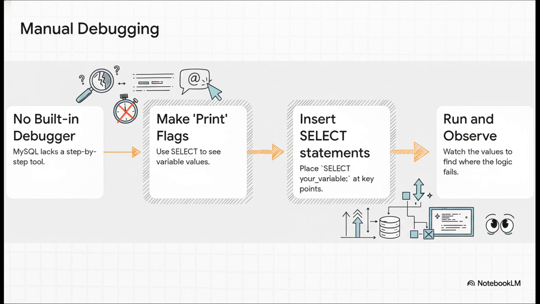But what if the code runs, but the logic is just wrong? Here's the catch. MySQL doesn't have a modern step-by-step debugger. So we have to get a little old school. The tried and true technique is to sprinkle select statements at key places in your code to act like print statements. By selecting your variables at different points, you can watch how their values change and find the exact spot where your logic went off the rails.